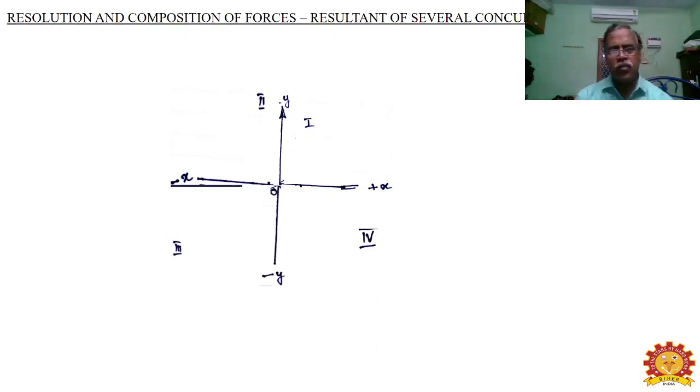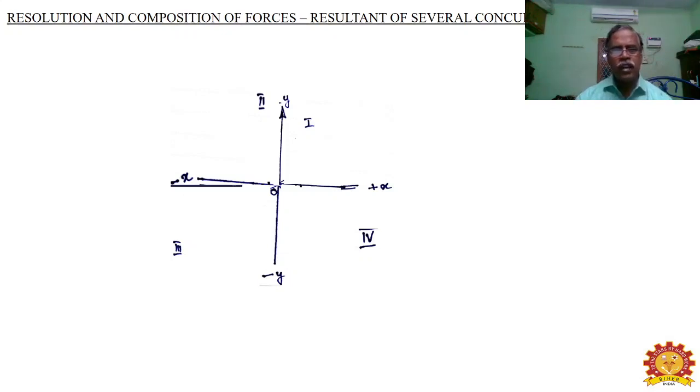So in all these four quadrants, if any force is acting vertically or horizontally, or inclined to any of its axes at a certain angle, theta 1, theta 2 or theta 3, in any quadrant, with respect to that we are able to resolve the problem to get the resultant of this force. Okay. Now let us see how we are going to solve this problem.